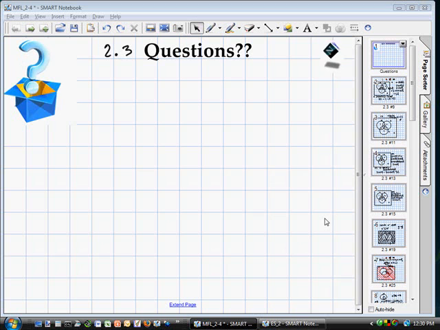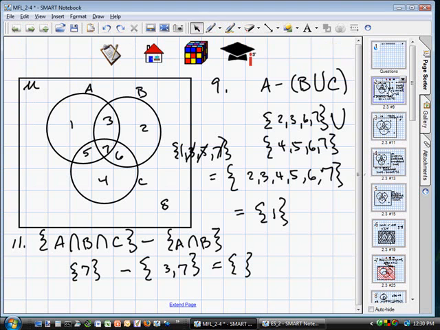Questions on 2-3, Venn diagrams? Number 9 on page 80, is that right? Yes. Make sure I'm in the right spot. Okay, here's number 9. Now what I did is I first mimicked the diagram that they had in the book.